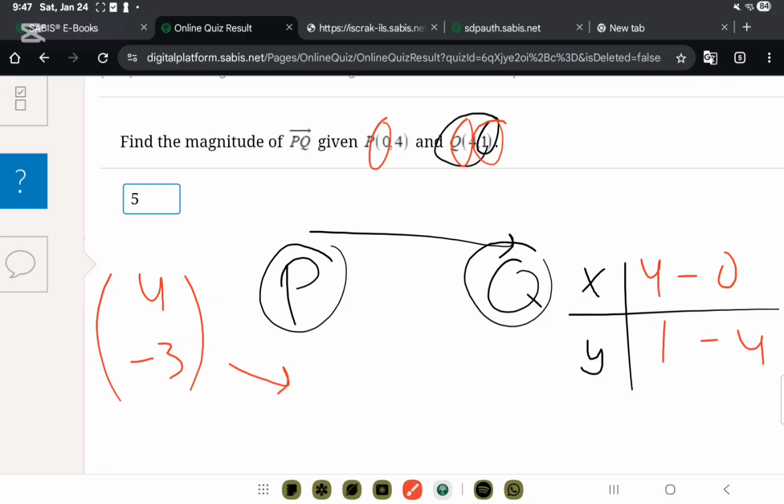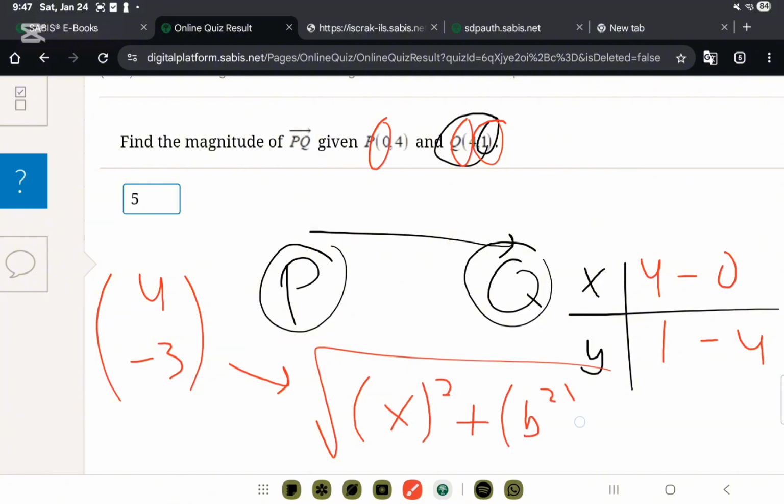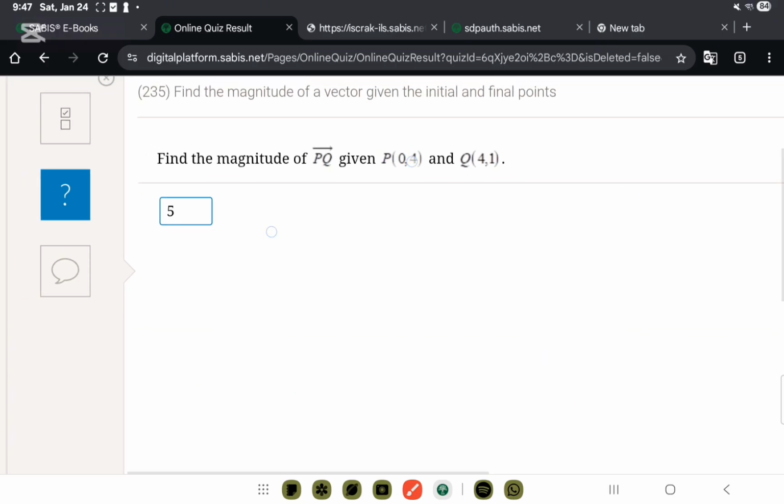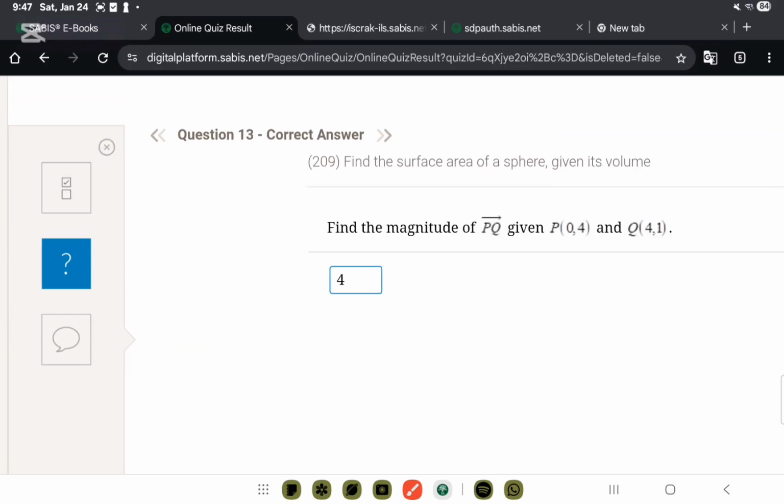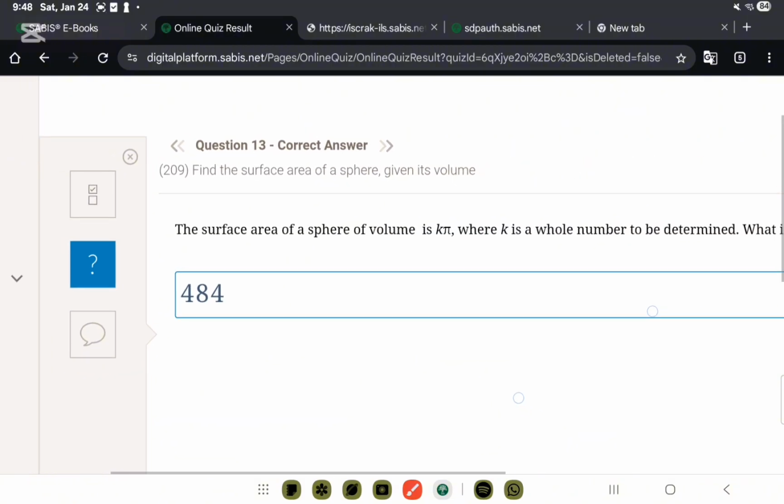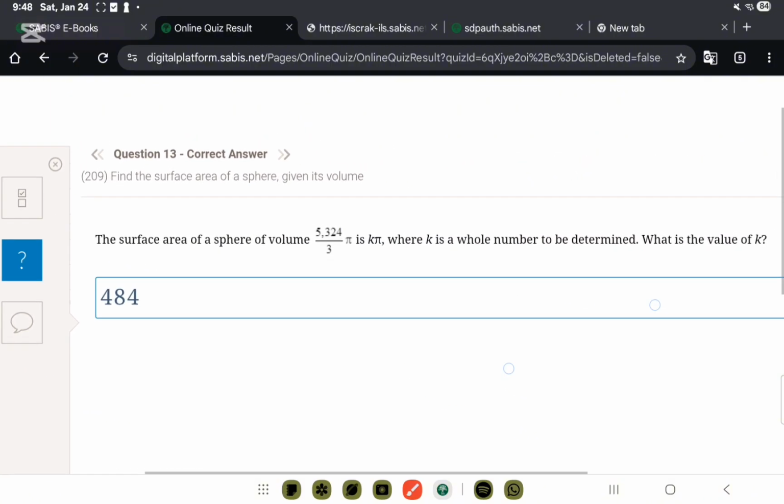Now, how do we find magnitude? It's just the square root of X squared plus Y squared. Put the brackets if you want, it doesn't matter. So it's going to be 4 squared plus minus 3 squared. You're going to get 5. Magnitude is always positive because it's a scalar quantity. It has no direction.